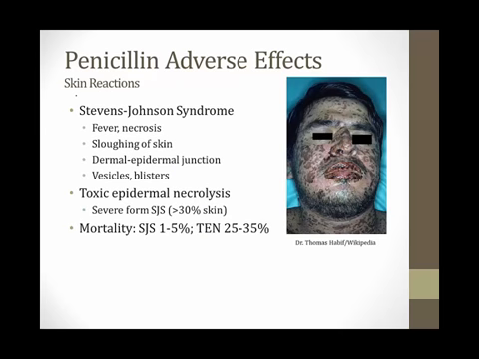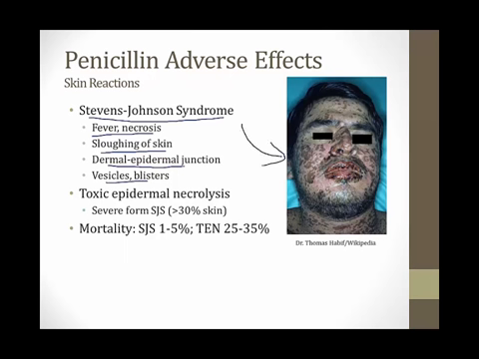Rarely, patients can develop a more severe skin reaction to a penicillin. One of these is called Stevens-Johnson syndrome. This consists of fever and necrosis of the skin and sloughing of the skin. The skin breaks down at the dermal-epidermal junction. This can lead to vesicles and blisters. This is a picture on the screen of a man with Stevens-Johnson syndrome.